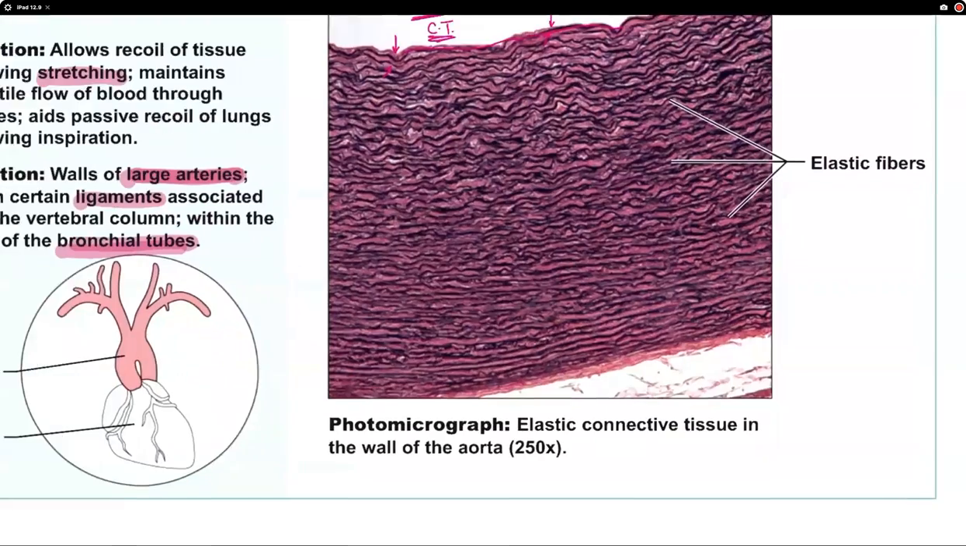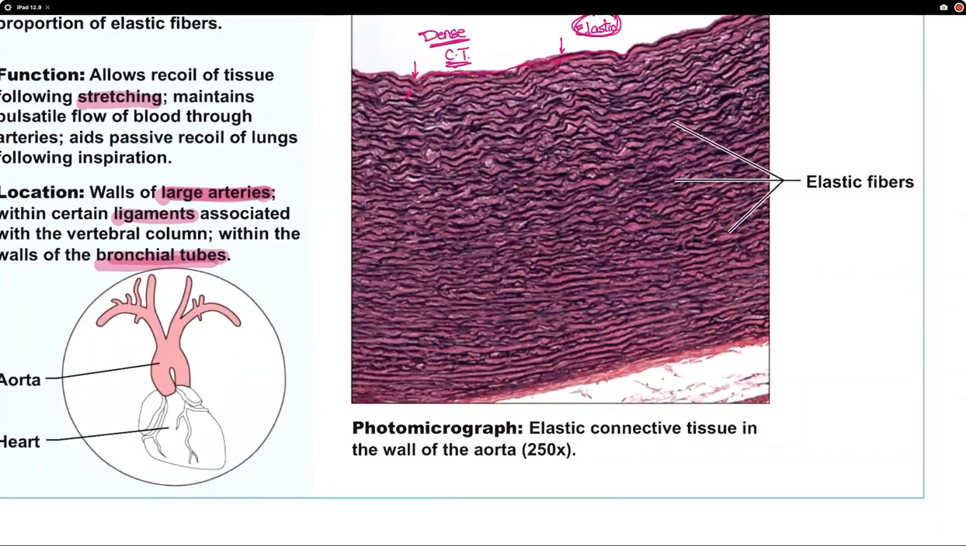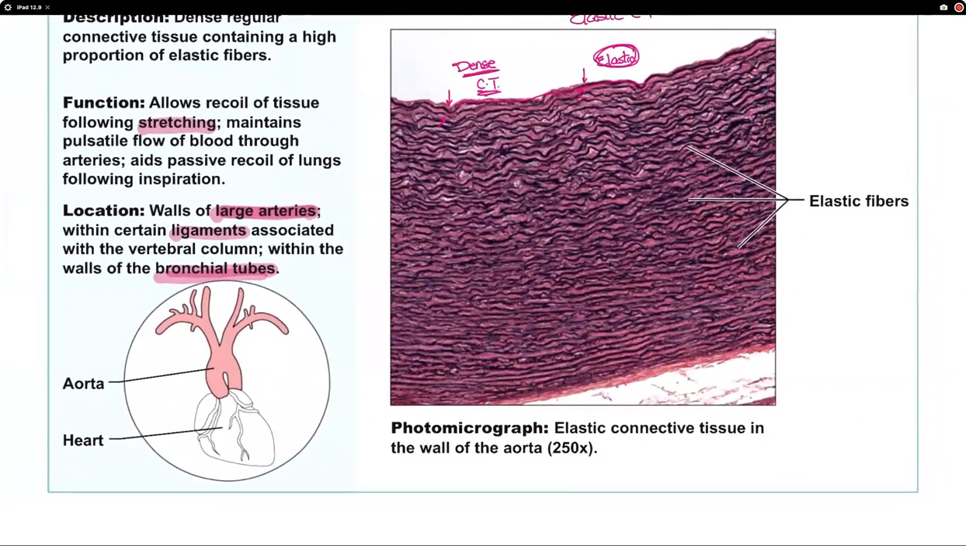Elastic connective tissue, its main function is to allow stretch and passive recoil. We're going to need this functionality in the large arteries, as we've discussed, to maintain a pulsatile blood flow. So during cardiac contraction, the artery is going to be expanding, stretched, and when the heart is relaxing, the artery is going to recoil, pushing the blood forwards.